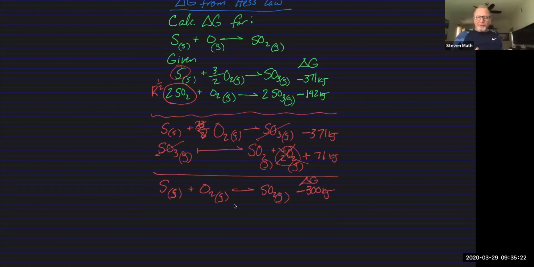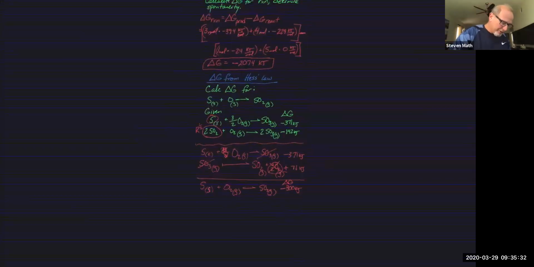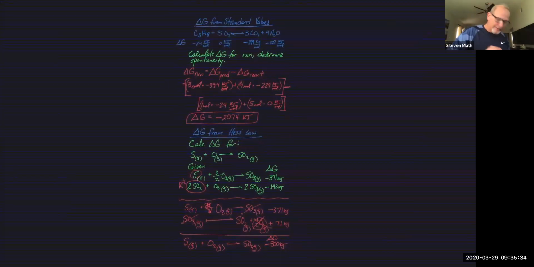So it's a real easy Hess's law. It's just we're doing it with free energy instead of doing it with enthalpy. The other problem we did, if we go back to review that, we did delta G by standards, products minus reactants. Two very straightforward, very easy problems for you.